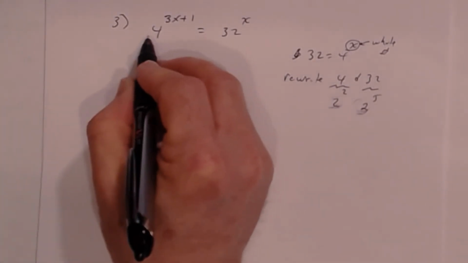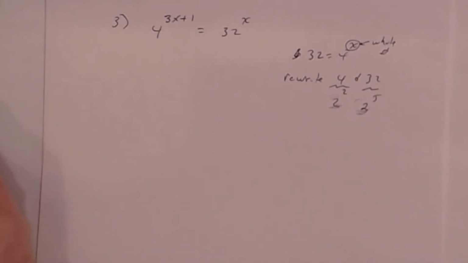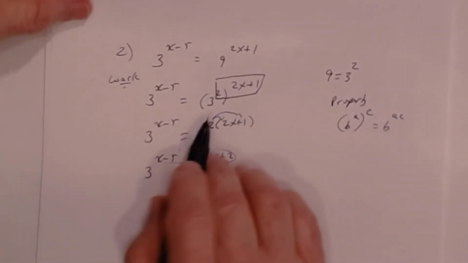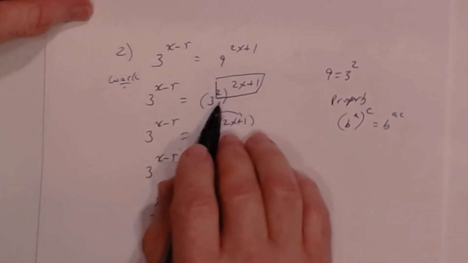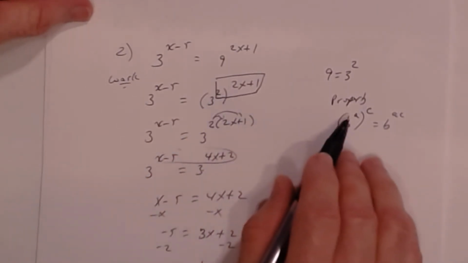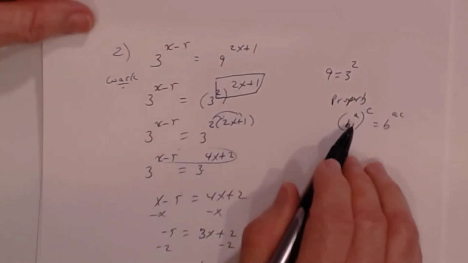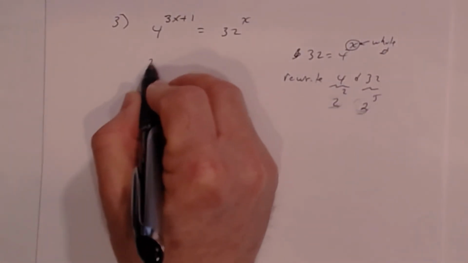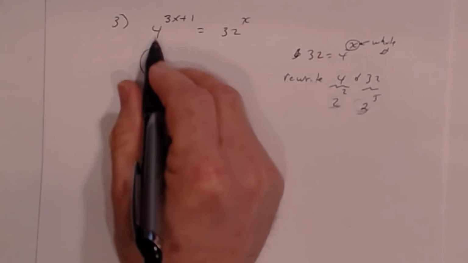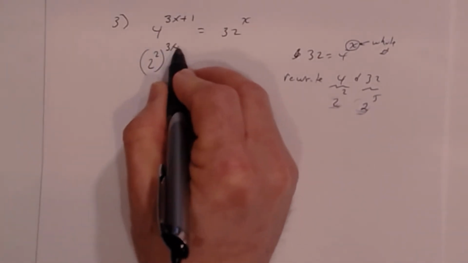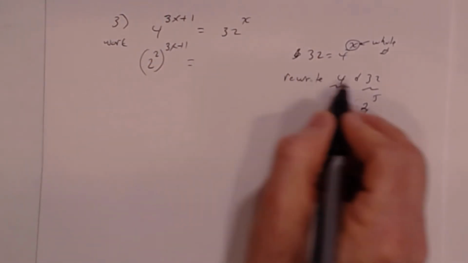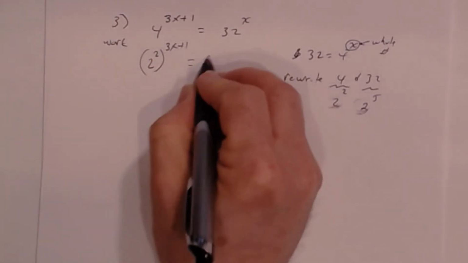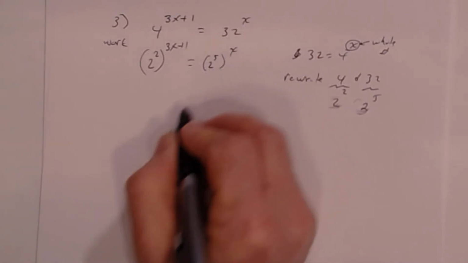So you're going to do this now. You're going to say 4. And remember a while ago when we rewrote 9, I said make sure you put that in parentheses. Okay, because that's important because you're going to end up having a power raised to a power. So you're going to say 2 squared in parentheses. 2 squared is 4. Raised to 3x plus 1 equals, so there's your work. And then 32 we know is 2 to the fifth. So 2 to the fifth raised to the x.